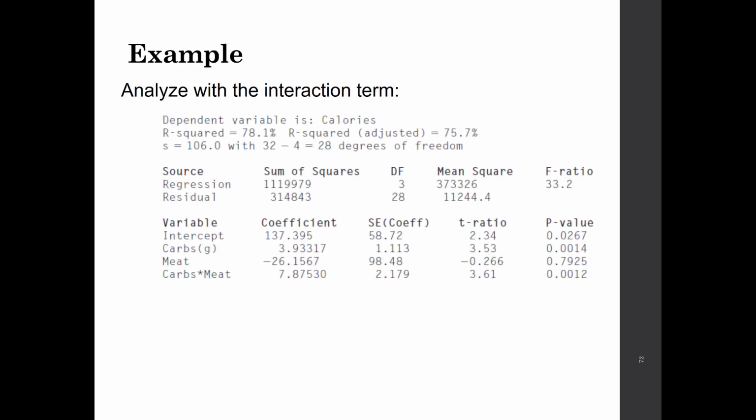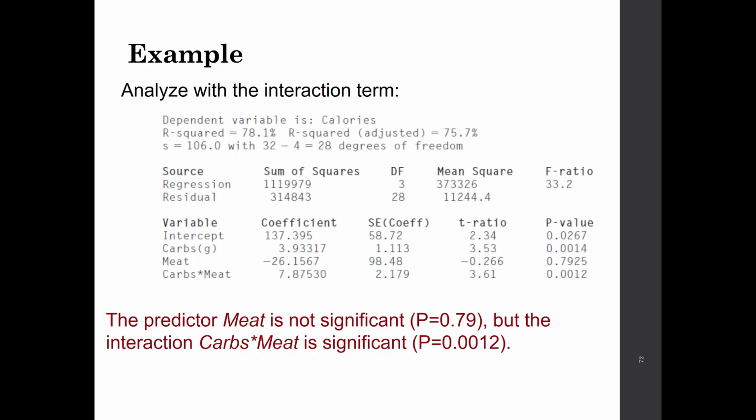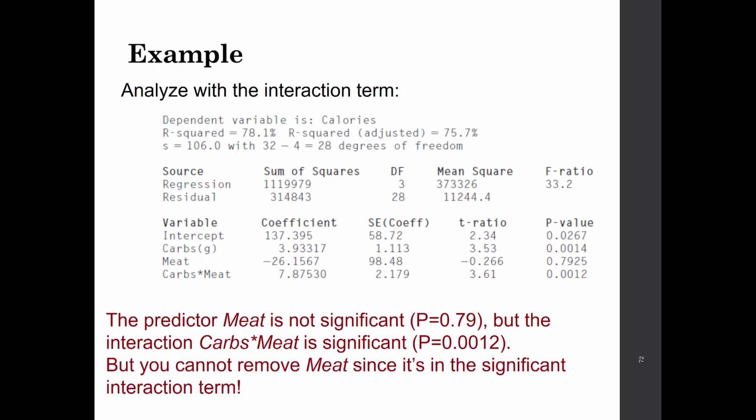So we run a regression with our interaction in there. Notice here in our output, under the variable column, we have carbs as one predictor, meat as another term, and carbs times meat as another term. So let's take a look at the p-values. The predictor meat is not significant. The p-value is 0.79, but the interaction term carbs times meat is significant. P equals 0.0012. It's really tiny. But since your interaction term is significant, you cannot remove the meat term from the model, just like we did in ANOVA. So that should be nothing new.